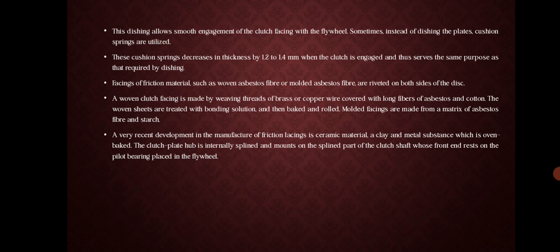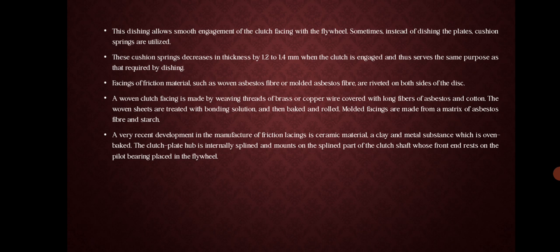Sometimes, instead of dishing the plates, cushion springs are utilized. These cushion springs decrease in thickness by 1.2 to 1.4 mm when the clutch is engaged and thus serve the same purpose as that required by dishing. Facing of frictional material such as woven asbestos fiber or molded asbestos fiber are riveted on both sides of the disc.